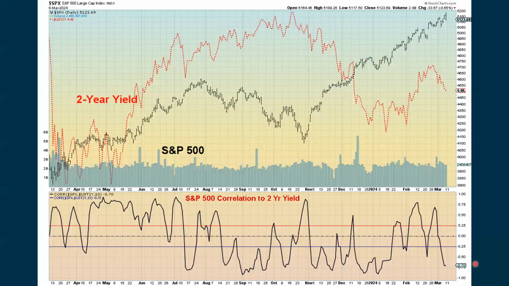And then shorter term bonds based on the 2-year yield, there's a really solid relationship between the S&P 500 and the 2-year yield going in opposite directions right now. And you can see that on the chart. The S&P has been going up as the 2-year yield's been going down.